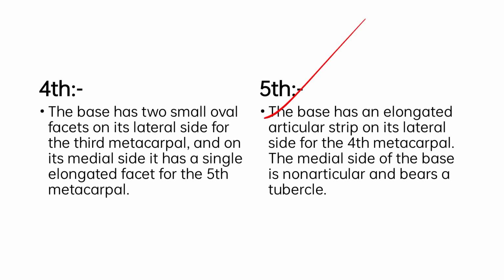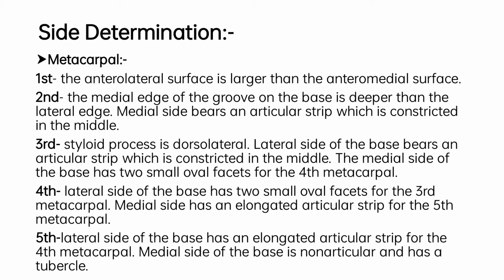So the base has an elongated articular strip on its lateral side for the fourth metacarpal. The medial side of the base is non-articular and bears a tubercle. Moving further to side determination.